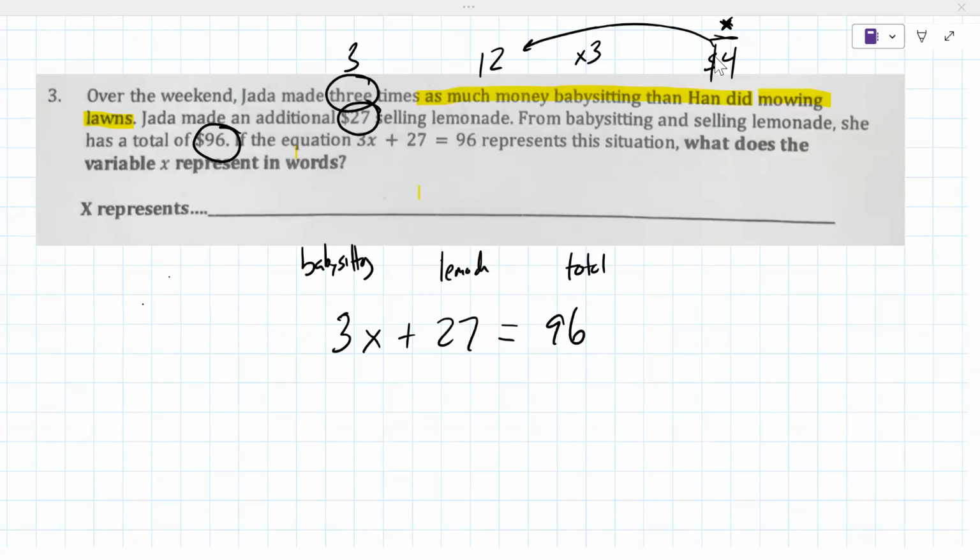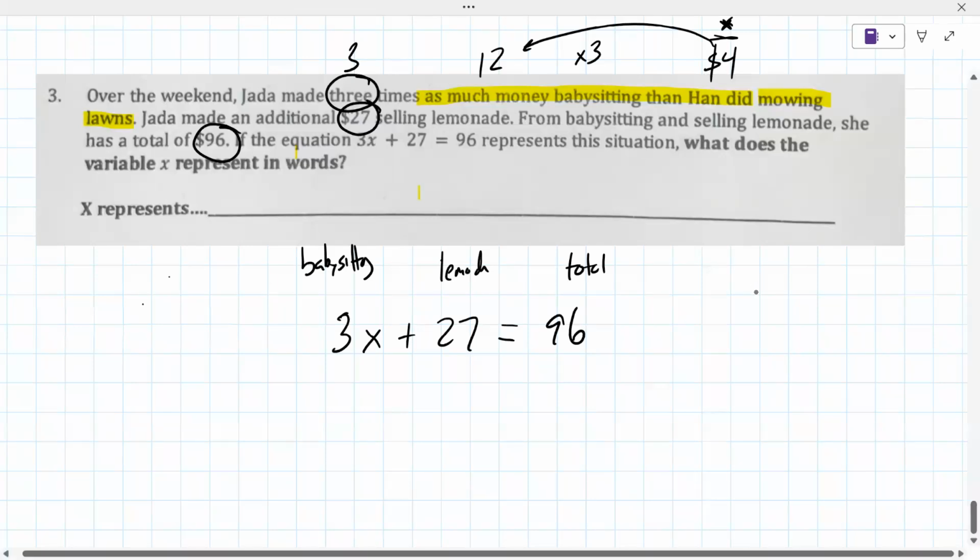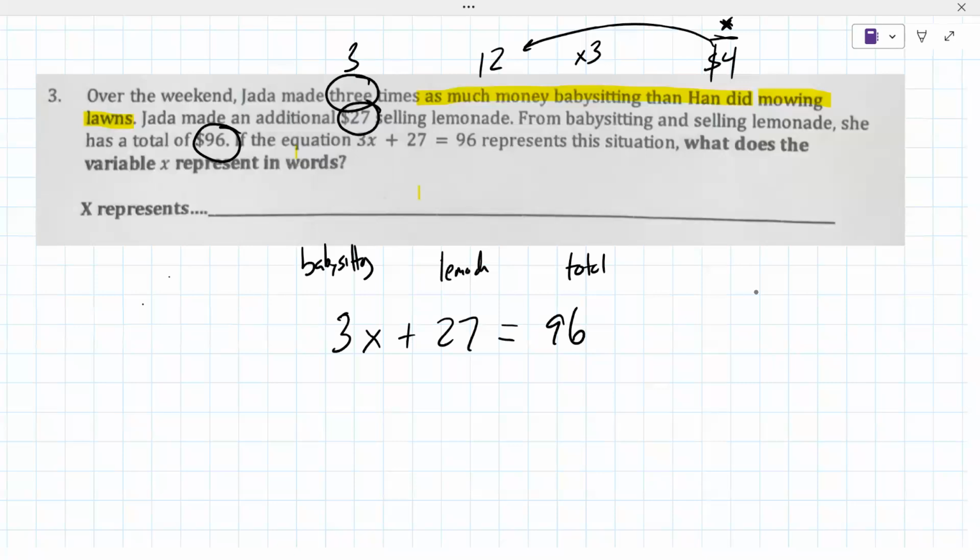But I tried to give you an example. We said, what if Han made $4 mowing lawns? You get to 12 by multiplying by 3. That's the 3. So 4 represents what x represents. What does the $4 represent? And I've highlighted it here as well. How much money Han made mowing lawns? That's right. That is the answer. So I would put exactly what you just said down on paper, please.